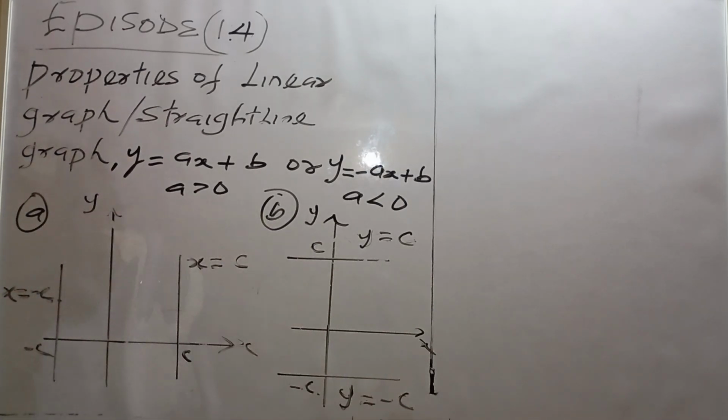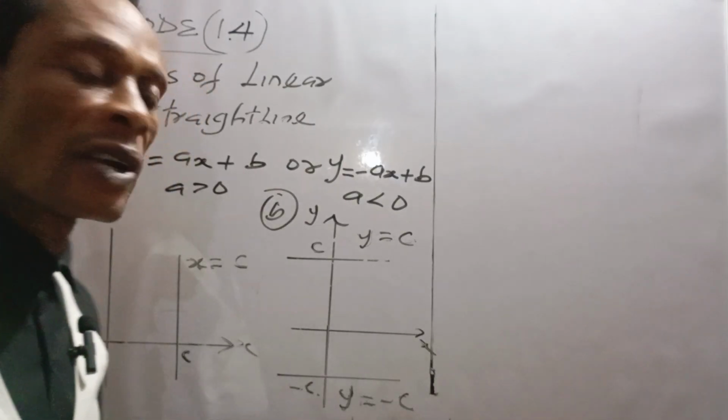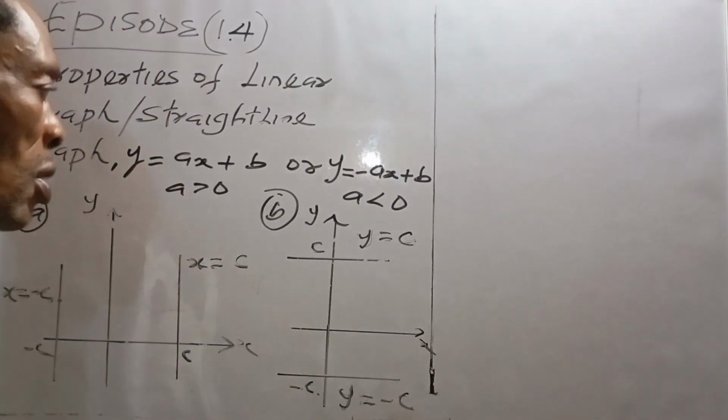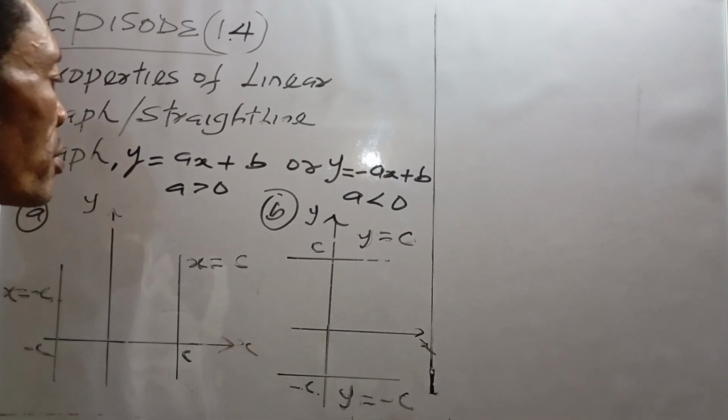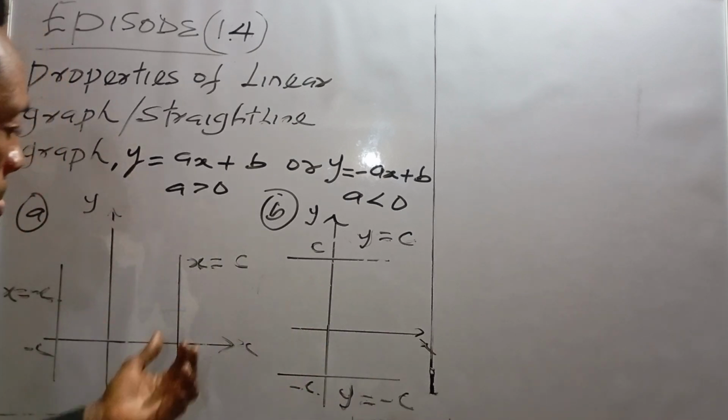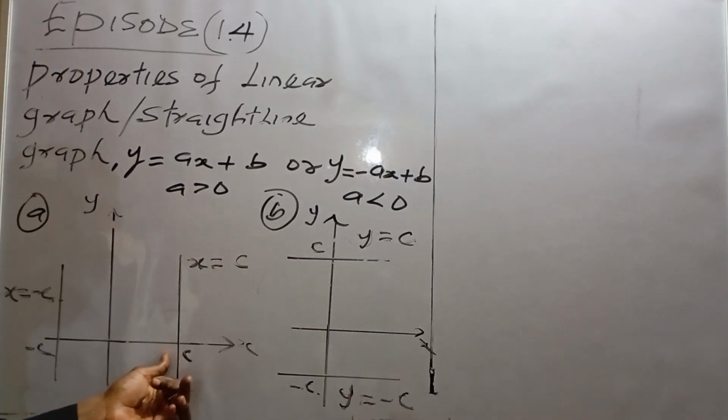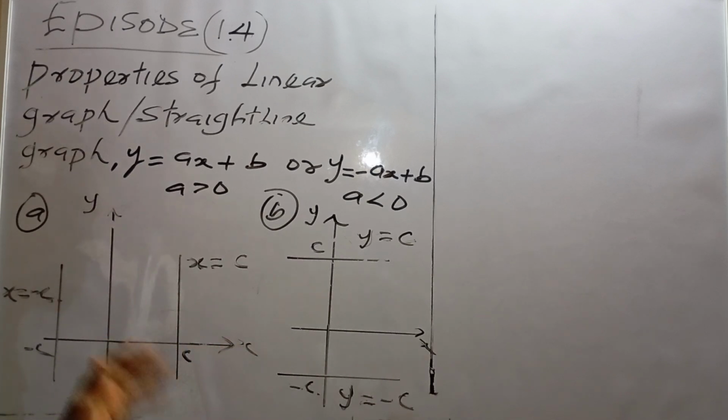This is how to show or indicate when a gradient does not exist when it comes to a straight line or linear graph. So here we have seen the line intersect the x-axis on both the positive side of x and the negative side of x, which we have represented so far, and here also y. So this is when a gradient does not exist.